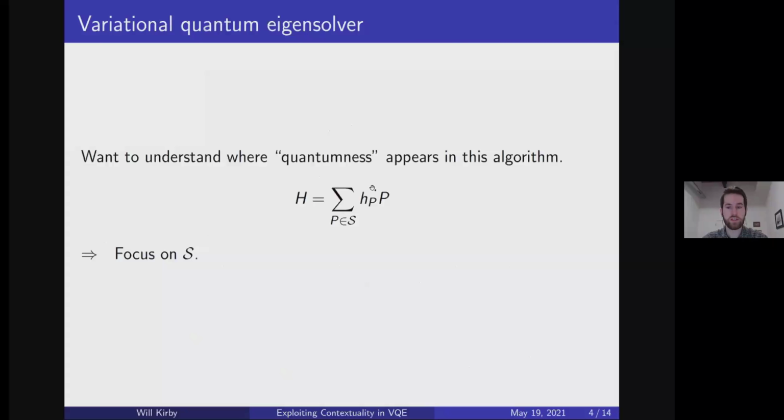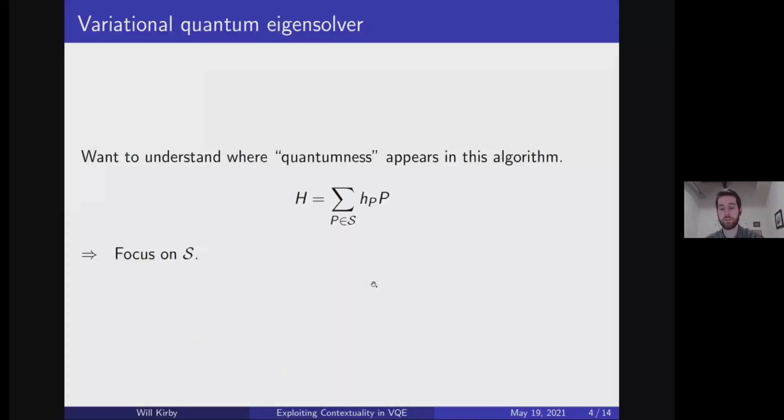So we wanted to identify what separates this algorithm from a classical algorithm. And the approach we took is to focus on the set of measurements that are performed. And I should note that the other part of the quantum step in the procedure is these ansatz preparations. So one could also consider how quantumness can appear there, but the problem itself is defined by the Hamiltonian and by the measurements performed. So that's what we just focus on for this work. And I'll discuss this distinction a bit more later.